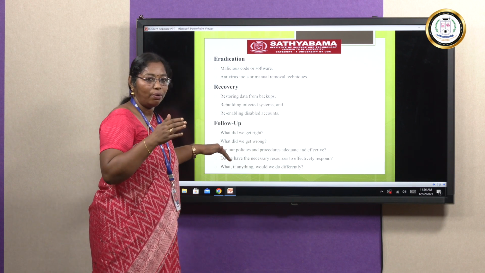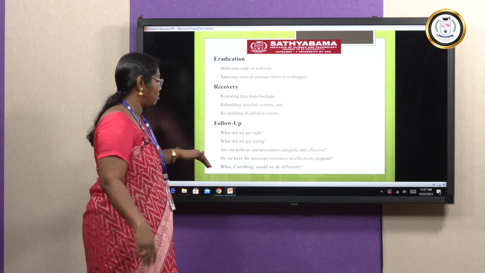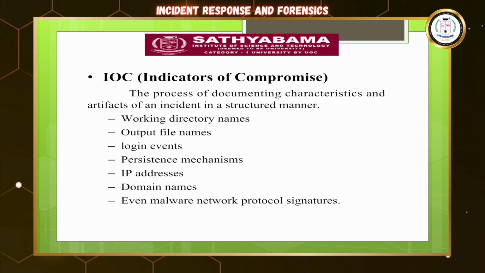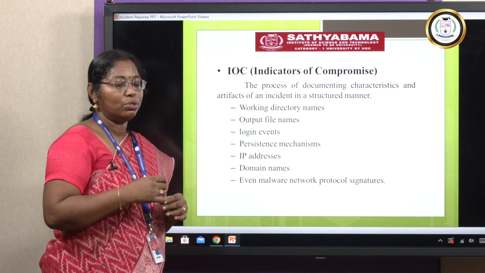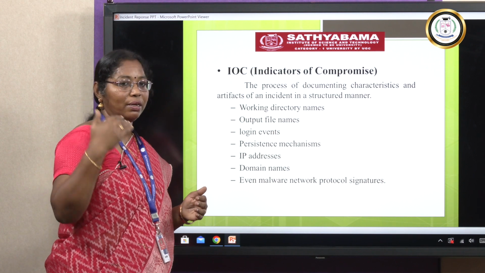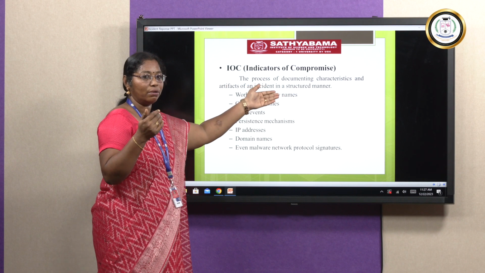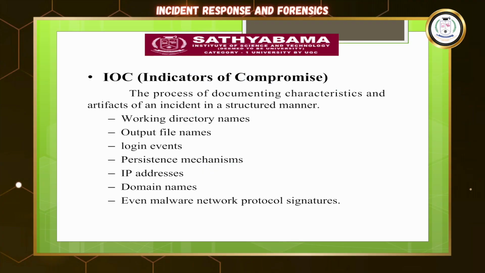What is the purpose of follow up? We need to avoid future damage or losses. Next, the last phase of incident response is indicators of compromise, the process of documentation. Whatever error occurs in the future, we can get the information from this documented process. IOC is nothing but an indicator of compromise, the process of documenting characteristics and artifacts of an incident in a structured manner.